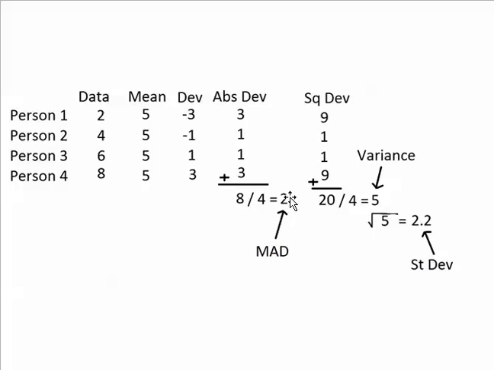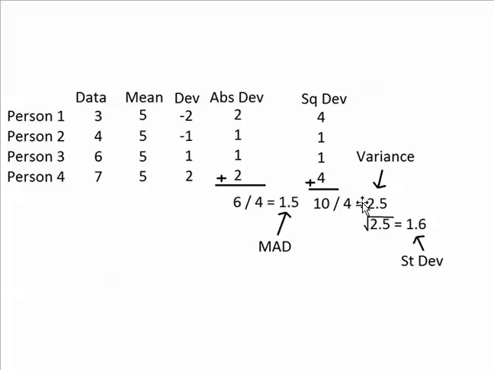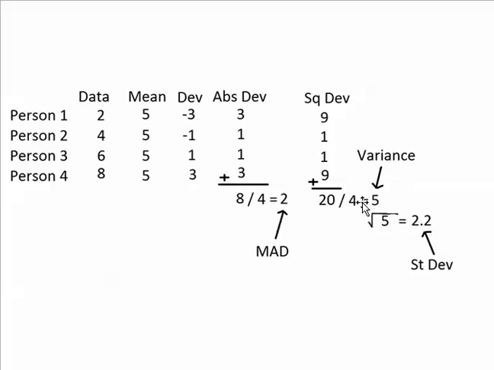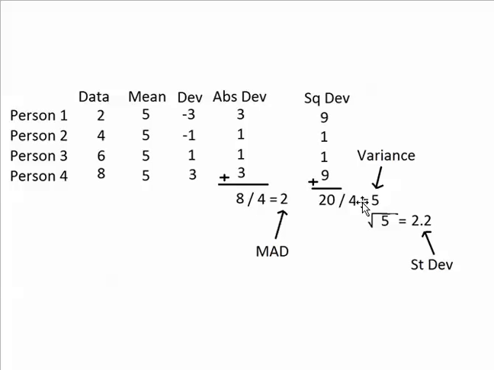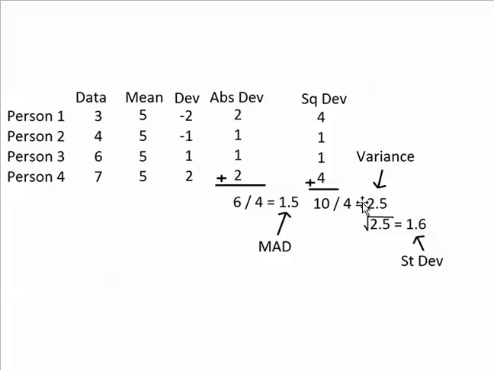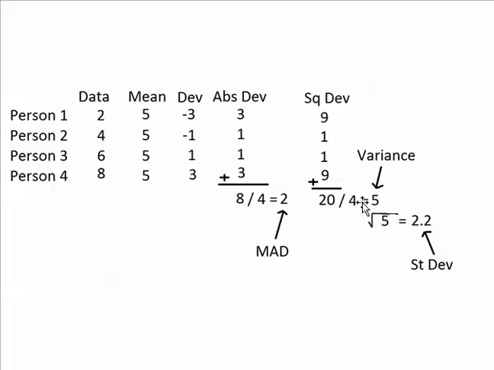Now our MAD, variance, and standard deviation have all gone up because, remember, before the MAD was 1.5, and now the MAD is 2. The variance was 2.5, and now the variance is 5. And the standard deviation was 1.6, and now it's 2.2. So all three values have increased because of the fact that the data now has more dispersion. Now let's think about why. Let's think about why the higher dispersion in the data caused these three values to increase.